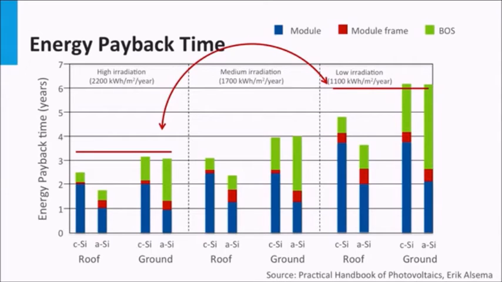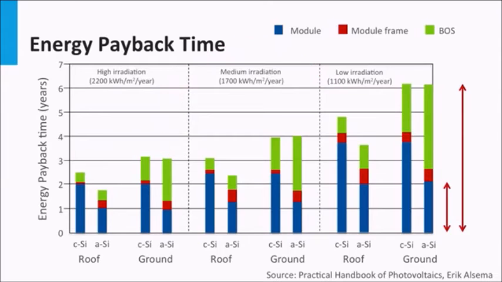It can be seen how regions of higher irradiance show a lesser energy payback time than the PV systems in the low irradiance areas. It can be seen that the module's energy payback time is smaller than that of the entire system.